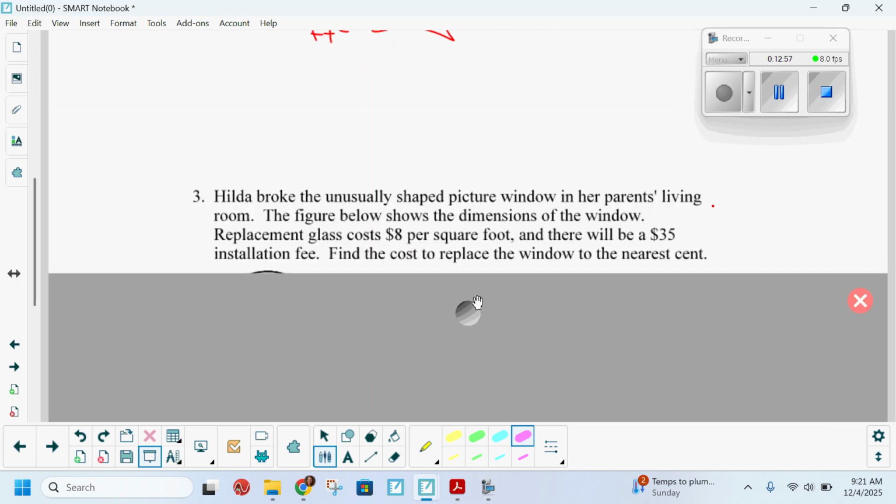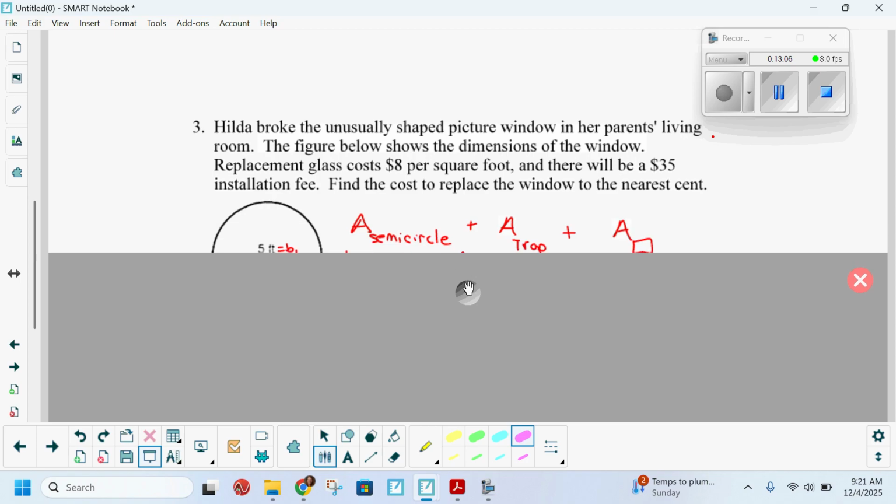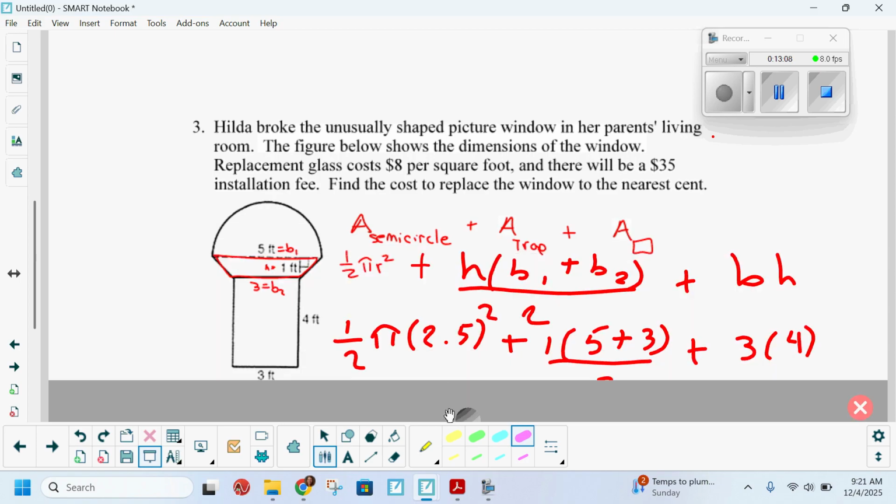All right, give this one a try. Make sure you read the problem. Okay, so you should notice that I have semicircle, trapezoid, rectangle. So 1/2 pi r squared plus area of a trapezoid, which remember, it's just like a triangle. I've got to add my bases times the height divided by 2. And then the rectangle is base times height.